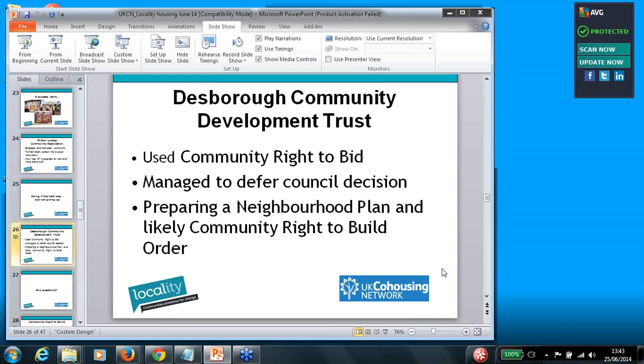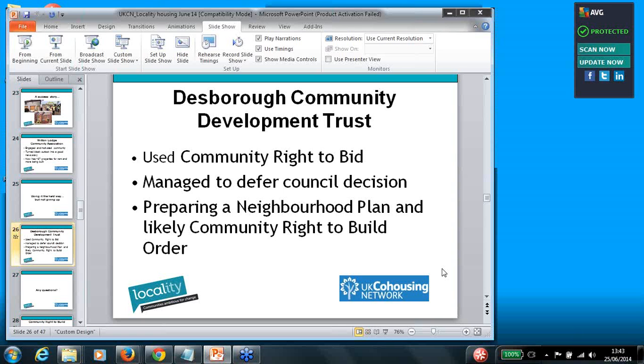So to put this in context, Desborough managed to launch a successful right to bid on this land, and they were able to show the weight of community support for their plans for the site. That didn't, however, stop the council from going ahead and demolishing both the leisure centre and the skateboard park. But they weren't put off by this, and with the weight of yet more community support, they managed to go to the council and say, we think you should defer activity on this site.